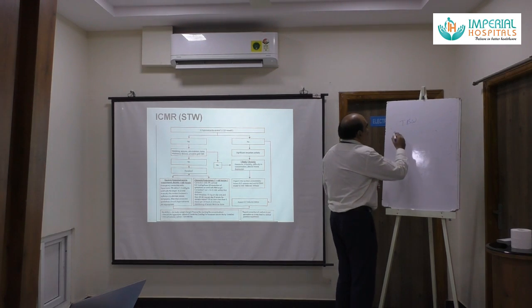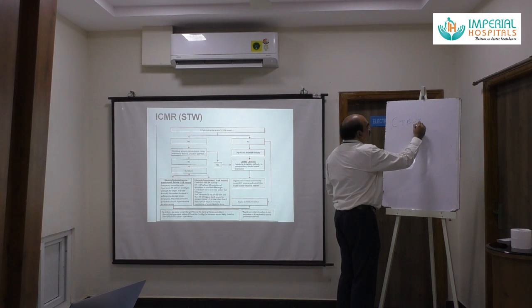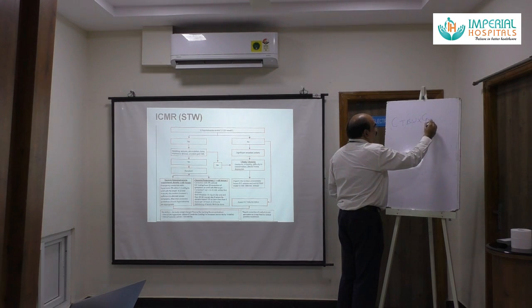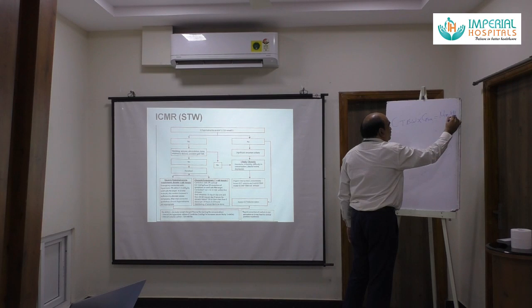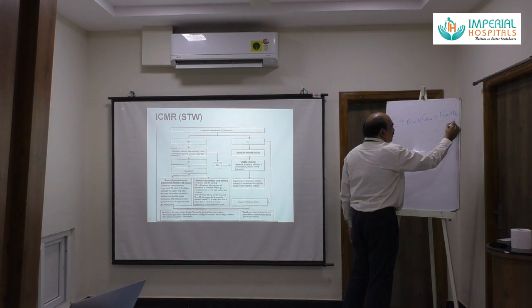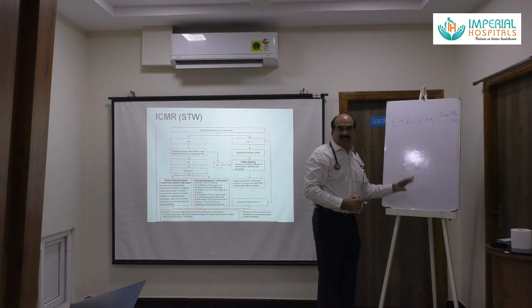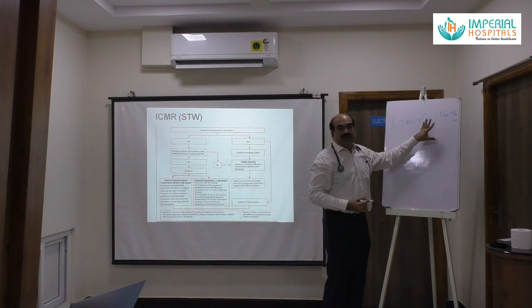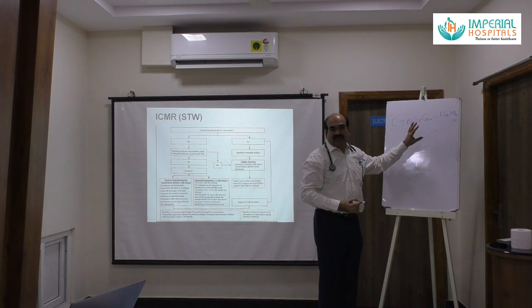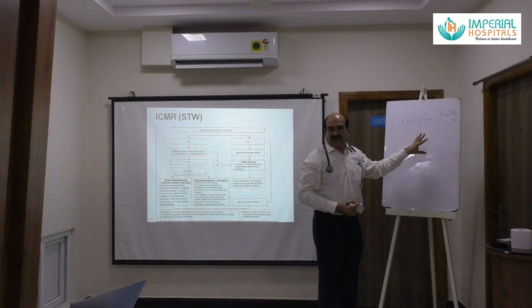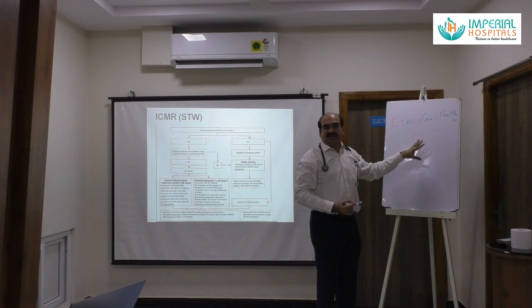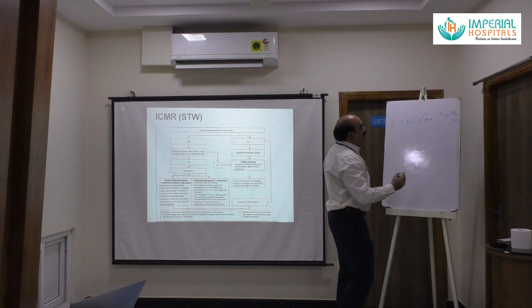The equation is: current total body water times current plasma sodium is equal to normal total body water times normal plasma sodium. Normal sodium is 140. The normal total body water in a 70 kg adult woman is 50%, so it will be 35.